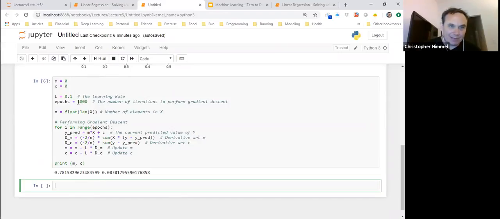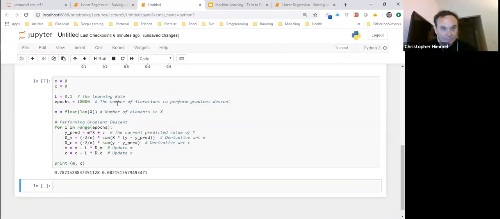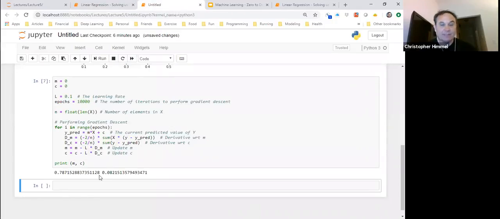So let's do an experiment here. I'm going to increase my epochs to 10,000. See if I get a closer answer. Now I got 0.787, 0.082. Wow. That's exactly what I got when I did the matrix math. It converges to that. So it works. Gradient descent is a way, without that matrix multiplication, to come up with the same answer. It's amazing. Love it when it works.